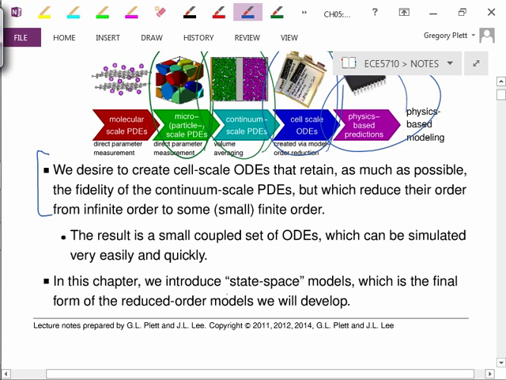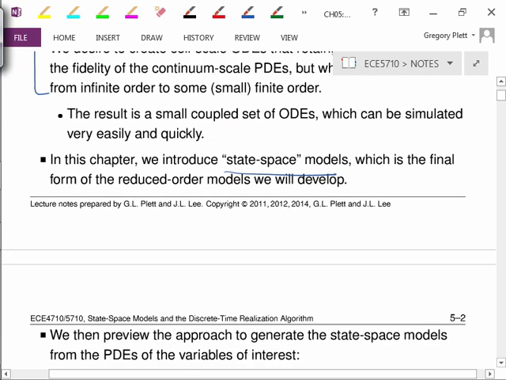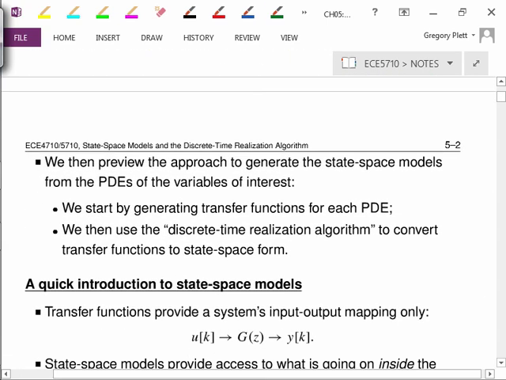So in this chapter again we introduce state space models, and we preview the approach used to generate a state space model from the partial differential equations. We start by generating transfer functions for each PDE. We'll do an example one here that's important for what we do next chapter, but the focus of creating the transfer functions is delayed until next chapter. And then we introduce and use something called a discrete time realization algorithm, or DRA, to convert these transfer functions to a state space form.